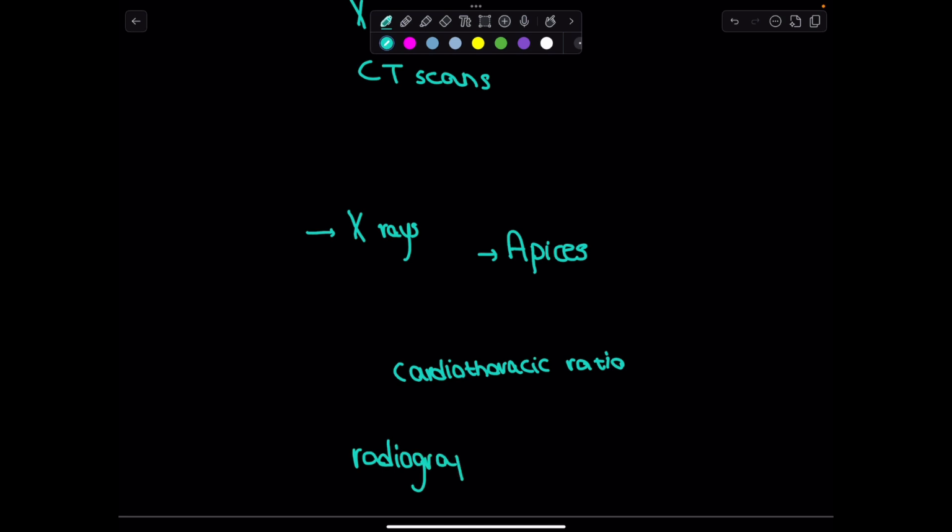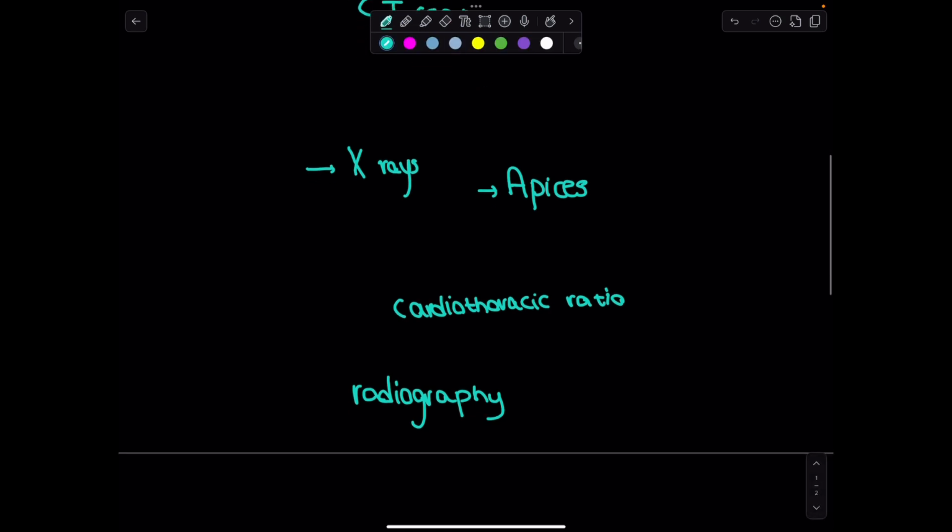That makes sense. So is X-ray a type of radiography? Yep, spot on. An X-ray is a type of radiography. Radiography is the broader term for imaging using radiation to create pictures of the body. And X-rays specifically use ionizing radiation to capture images of bones, lungs, or other tissues.